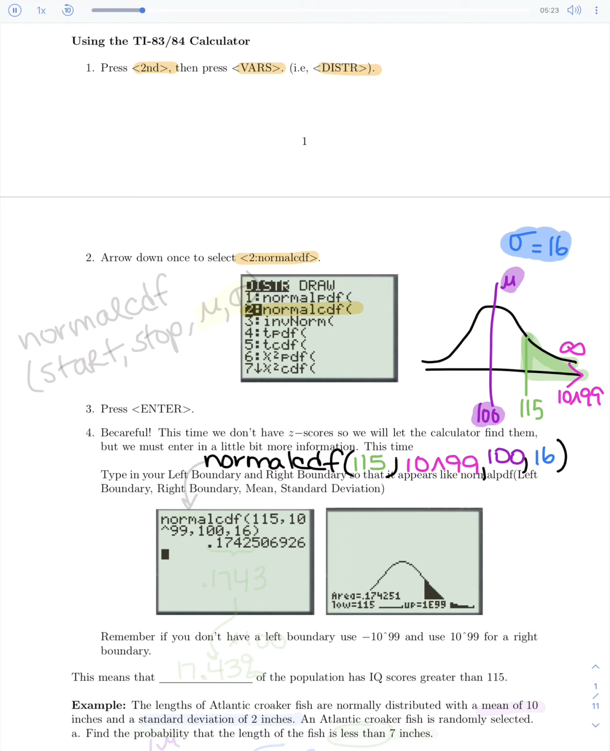And we'll have our calculator calculate it, and what we can see is the value that we get out of our calculator when rounded is 0.1743. That's our probability or area. However, on this particular example, they wanted us to give a percentage. So then I'd still have to take this probability and turn it into a percentage by multiplying by 100. And that would turn this into 17.43%.